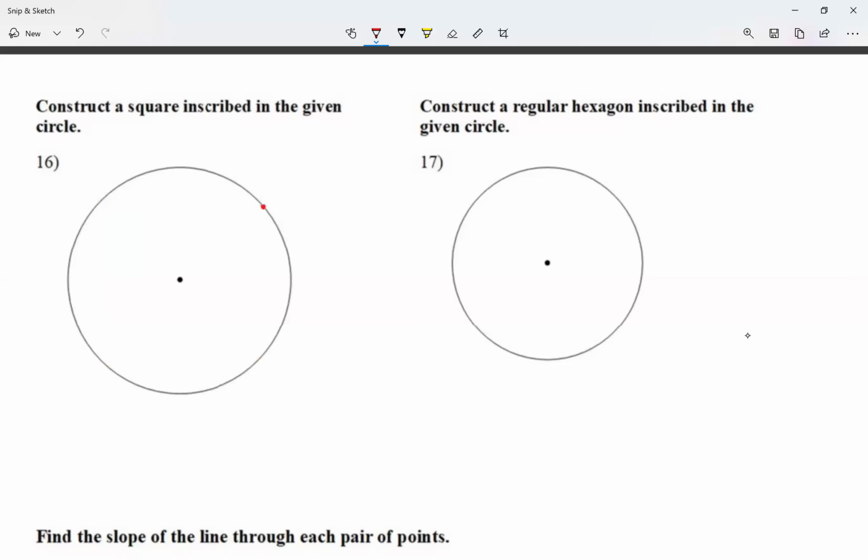For number 17, construct a regular hexagon. Now, hexagon means 6 sides. And regular means all the sides are the same length. All the angles inside are also going to be the same. Now, construct a regular hexagon inscribed in the given circle. Okay, I'm going to do that. But for us to do this, I'm going to use a tool that we use at the beginning of the school year. I'm going to use this.